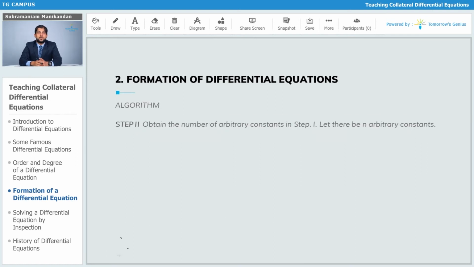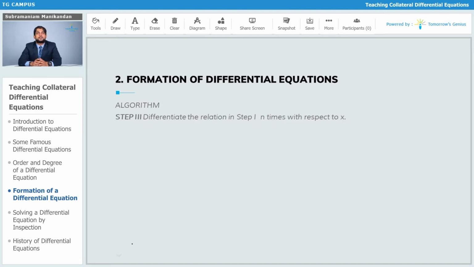Next, obtain the number of arbitrary constants in step 1. Most of the times, when we are constructing differential equations, we know how many arbitrary constants are going to be there from the very definition of the problem. Let there be n arbitrary constants. Then in step 3, we differentiate the relation in step 1 n times with respect to x. The number of times that we have to differentiate is equal to the number of arbitrary constants that exist in the equation between x and y.